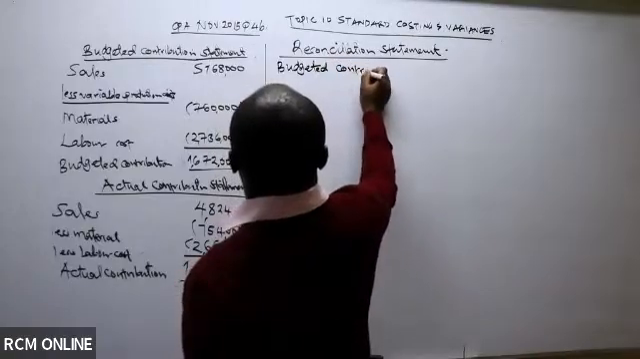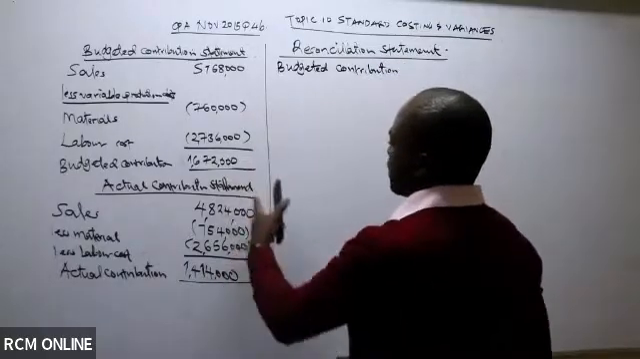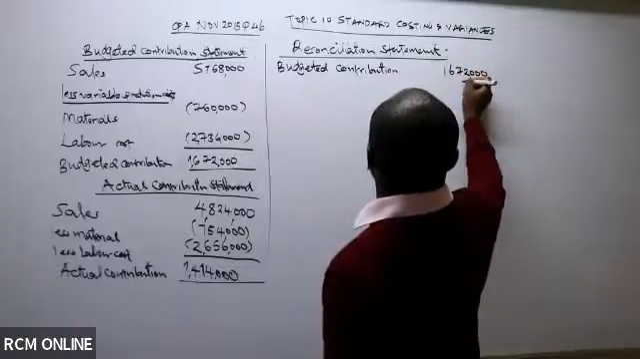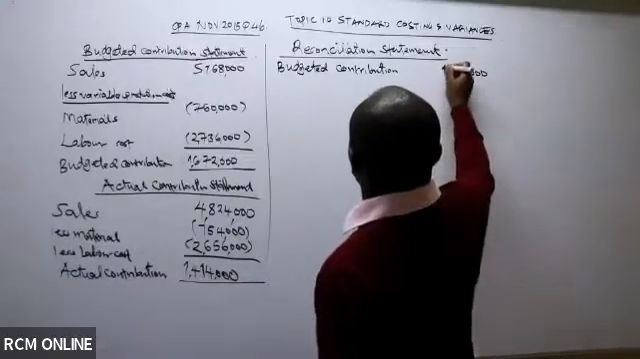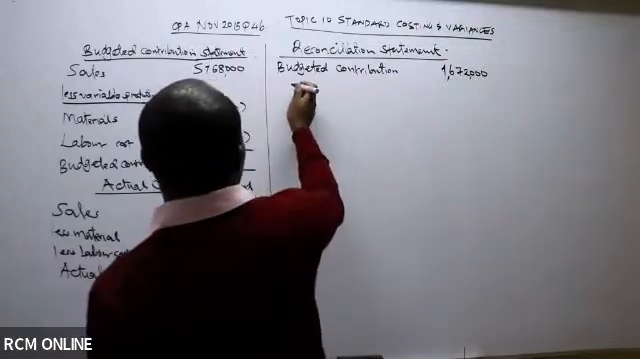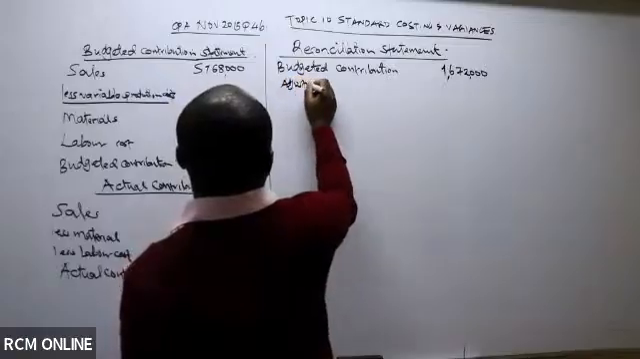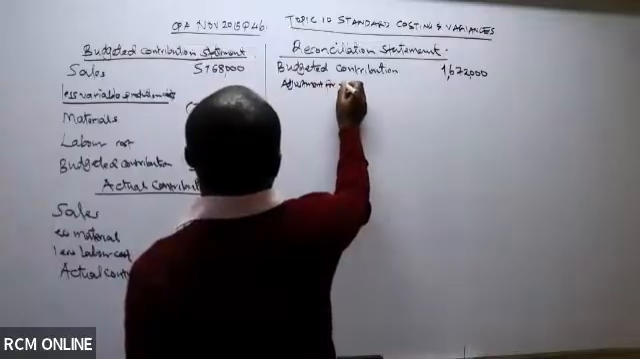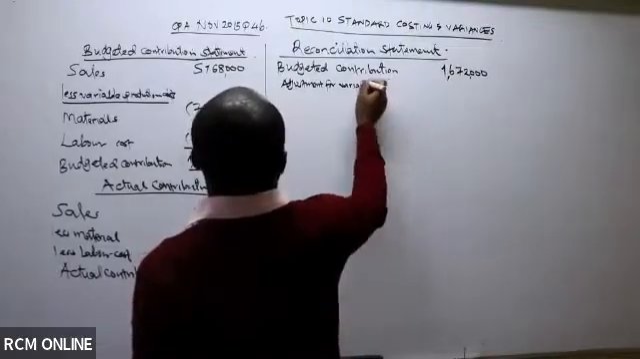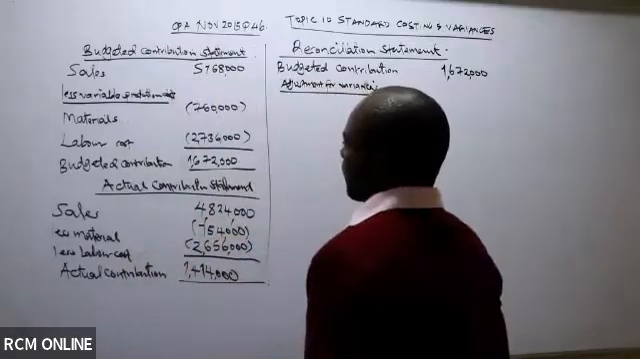Budgeted contribution, we are having 1,672,000. Then we need to do adjustment for variances, right? So let's have adjustment for variances. Remember, variances will be adding or deducting depending on the nature of that particular variance. So good. So we are doing this.